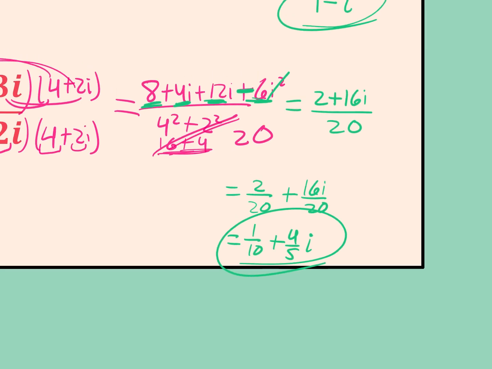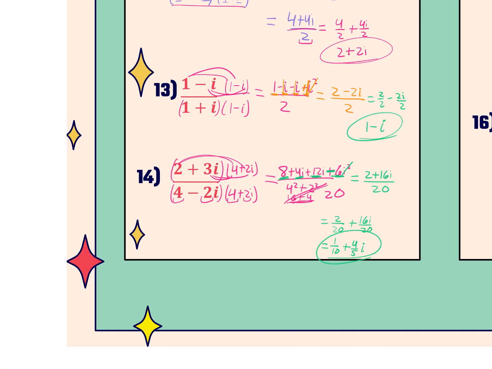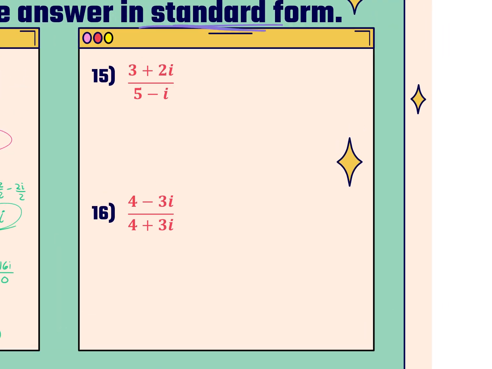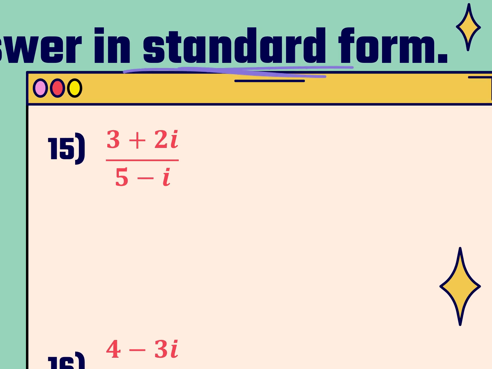All right, always simplify your answers and write it in standard form, right? If you try a WebAssign problem and it's not taking your answer, double check that it's fully simplified and in standard form. All right, so let's try 2 more examples and then we're done for today, right? So number 15, right? Same exact process. Let's multiply this entire thing, the top and the bottom, by the complex conjugate of the denominator, right? So we get 5 plus i. All right, so let's multiply top and the bottom by 5 plus i.